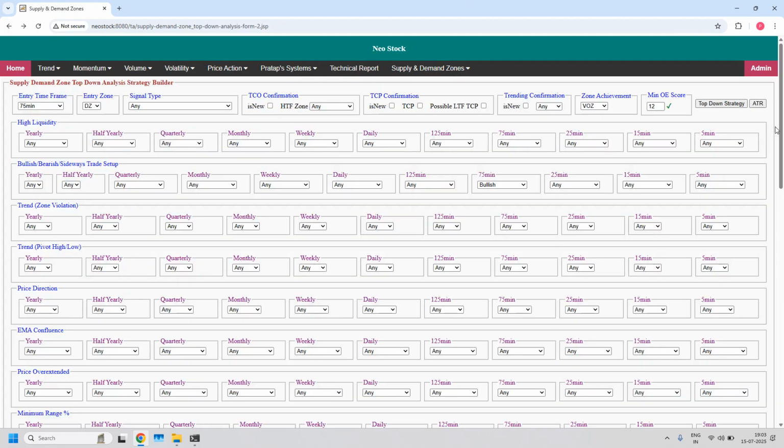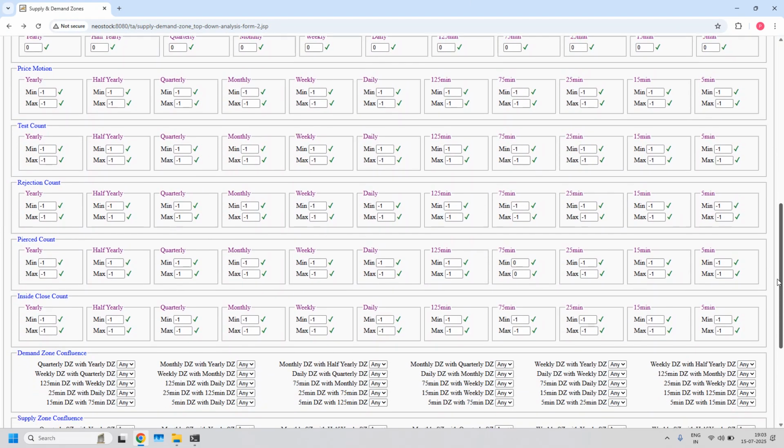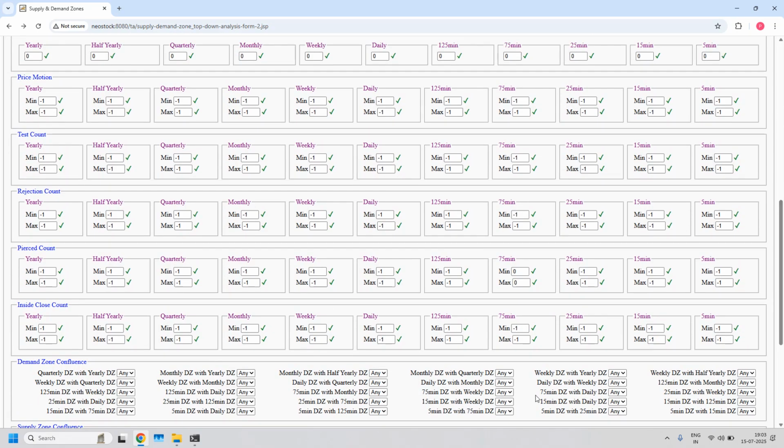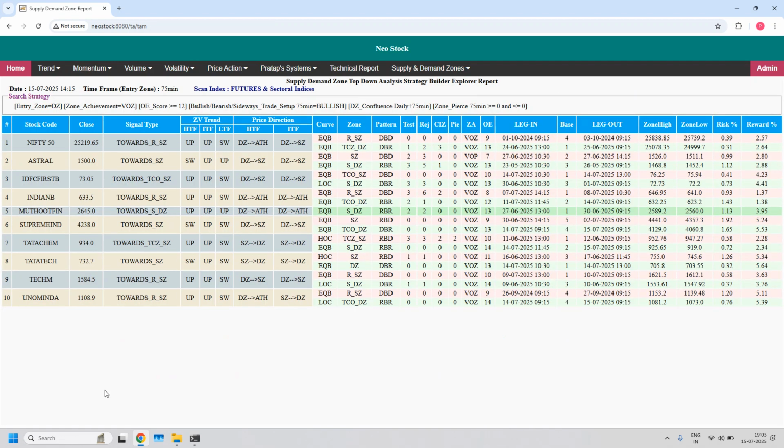So first filter is 75 minutes demand zone and daily demand zone confluence. I am enabling the filter. By applying the filter on the 16 stocks, we got 10 stocks. In all the 10 stocks, these 75 minutes demand zones are overlapped with daily demand zone. And daily trend, ITF trend is up in all the stocks. So that we can further filter on this list.